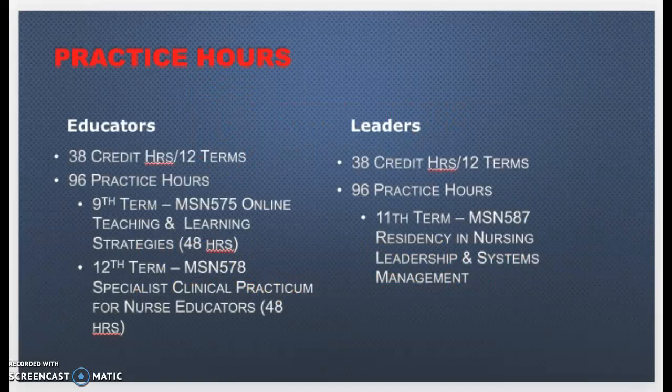Our Nurse Leader program has 38 credit hours over 12 terms, so that's a 2-year program. Within those 12 terms, during the 11th term, the student will have 96 practice hours, residency hours, or practicum hours. Those are all used interchangeably. The 11th term is close to the end of your program, and the course is titled MSN 587, Residency in Nursing Leadership and Systems.